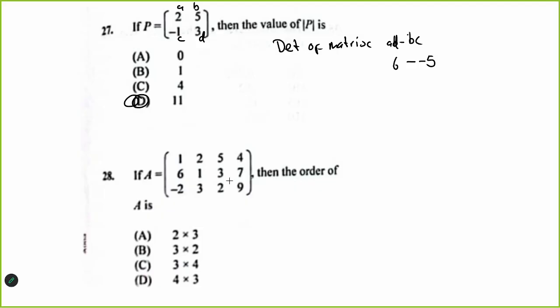This one here, the order is your number of rows multiplied by your number of columns. How many rows do we have? We have 3 rows. And how many columns do we have? 1, 2, 3, 4. So it is 3 rows by 4 columns. So the answer would be C.